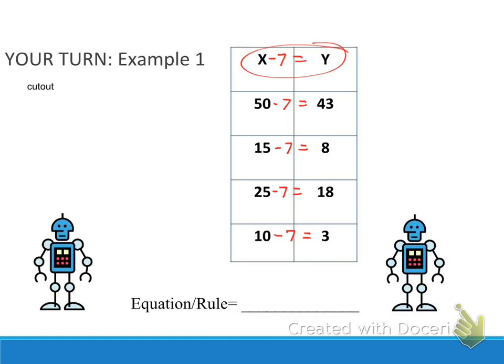Okay. You see how it works? So down where it says equation or rule, x minus 7 equals y. Tells us that whatever we put in where x is, we're going to get out 7 less.